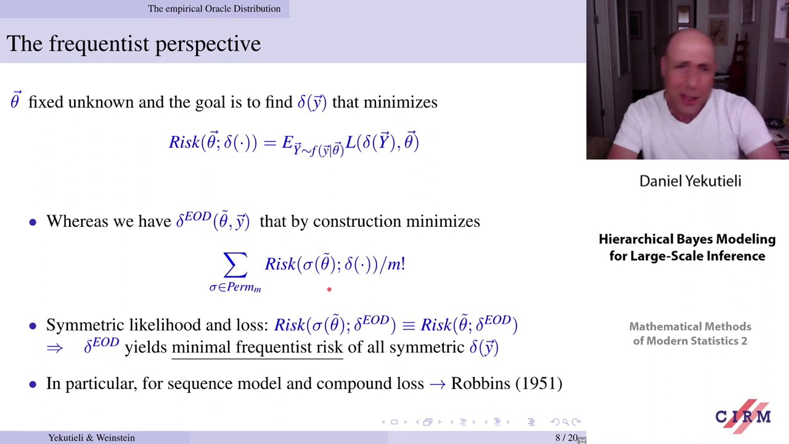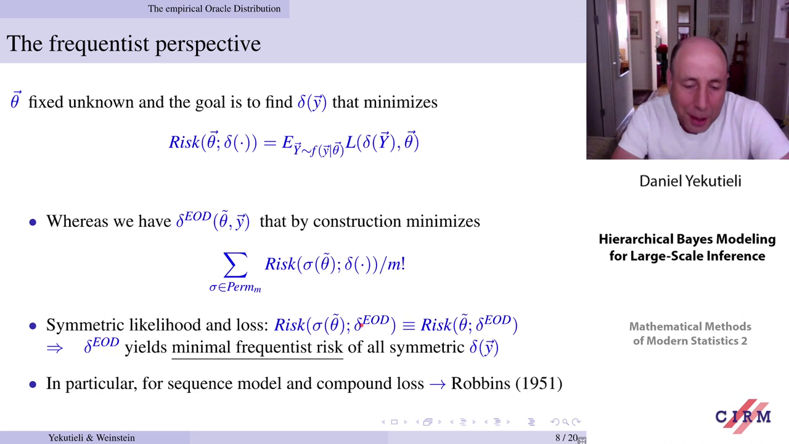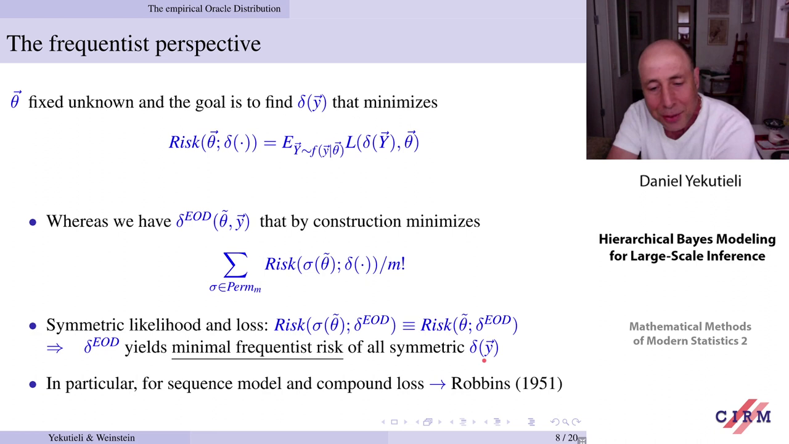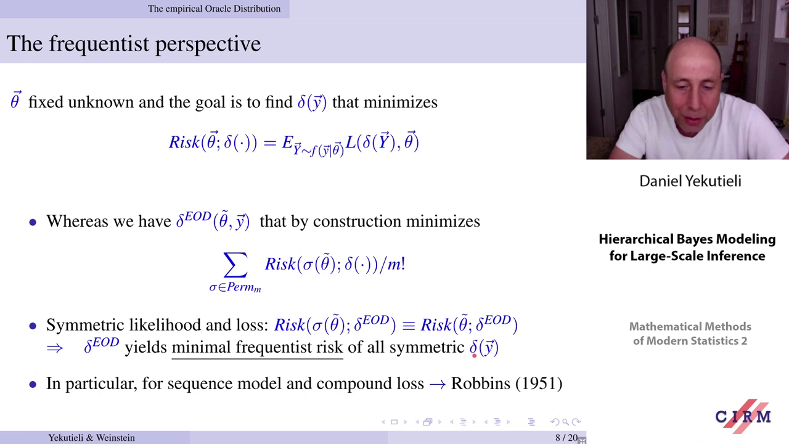This is actually not so bad. In particular, if we assume that we have a symmetric likelihood and loss, then it's quite easy to see that the risk for all the permutations of these parameter vectors are the same. So if we're able to minimize each of them and they're all the same, it means that our epsilon oracle distribution Bayes rule actually minimizes the frequentist risk out of all symmetrical rules; ours is optimal. Okay, so this is the case where we have this symmetric likelihood and loss.